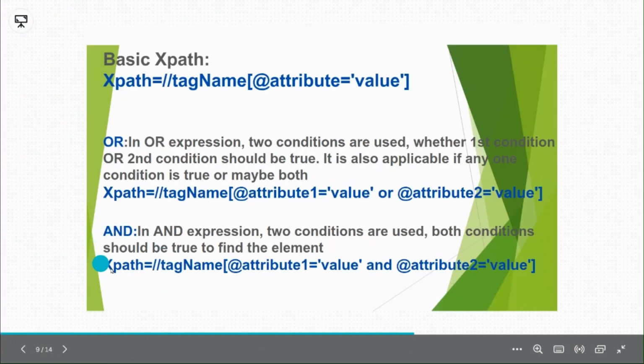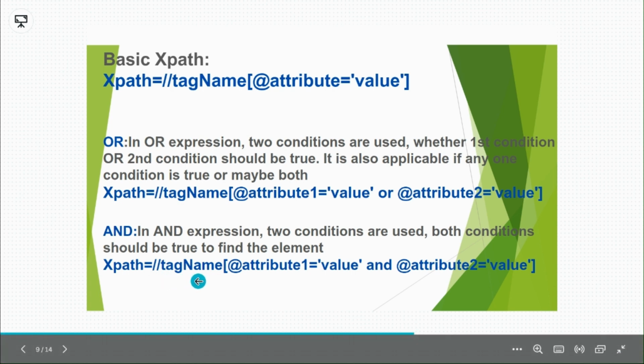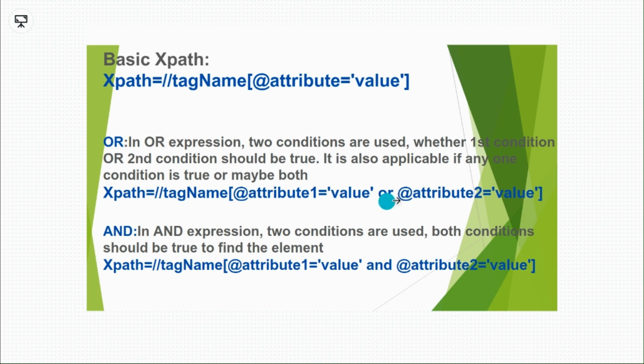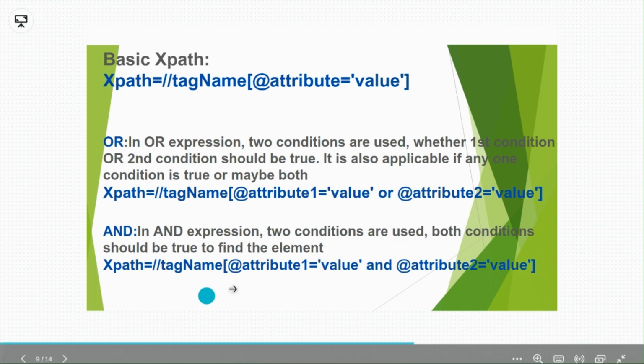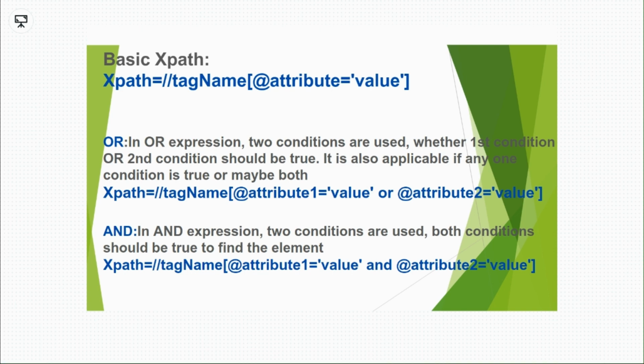There is one more condition, and that is AND. In an AND expression, there are two conditions. Both the conditions should be true to find an element. And what is the syntax for that? You can see that in the previous one we used or, but rather than or we will use and. Otherwise, it is the same: double slash tag name, square bracket, at attribute 1 equals to value, and at attribute 2 equals to value. So let's see how to find an XPath using the AND condition.